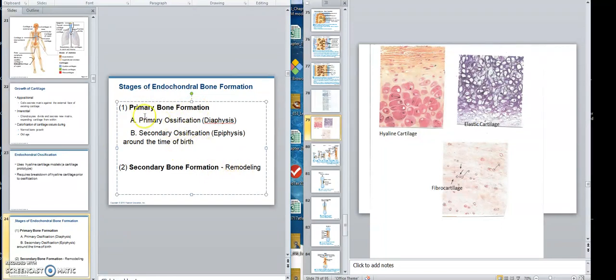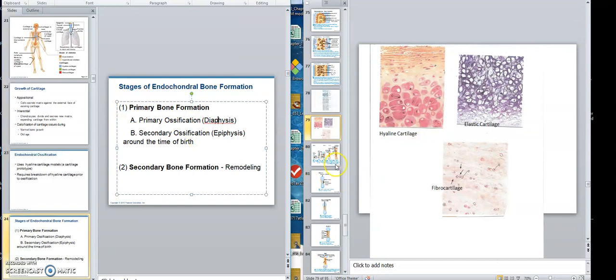So we're going to start here. Primary bone formation is making bone. Secondary bone formation is remodeling. Now this is only in endochondral. Primary bone formation has two processes: primary ossification and secondary.